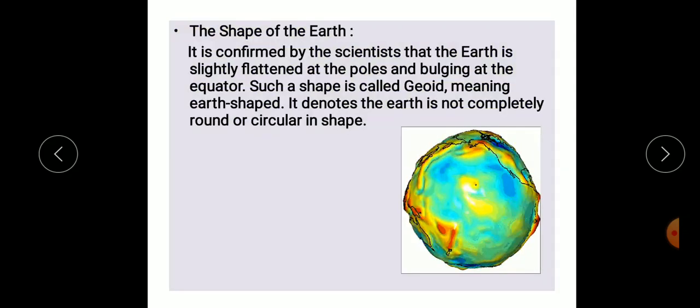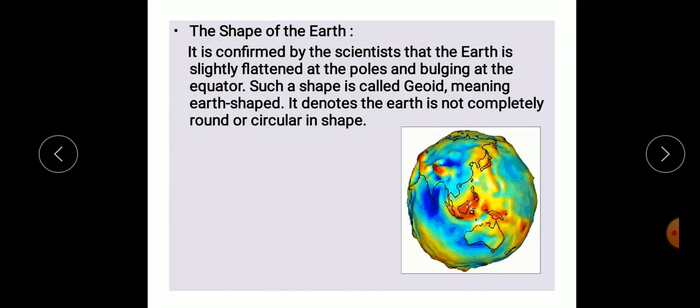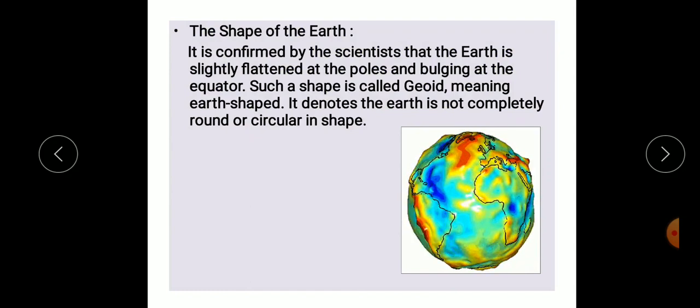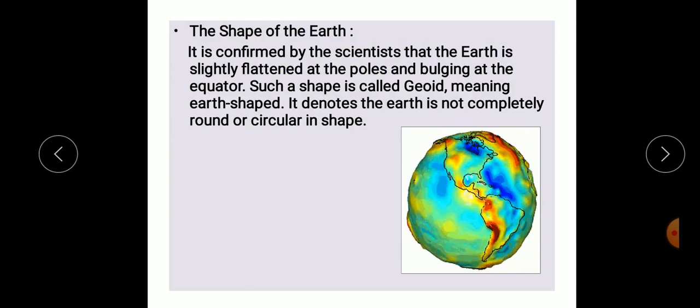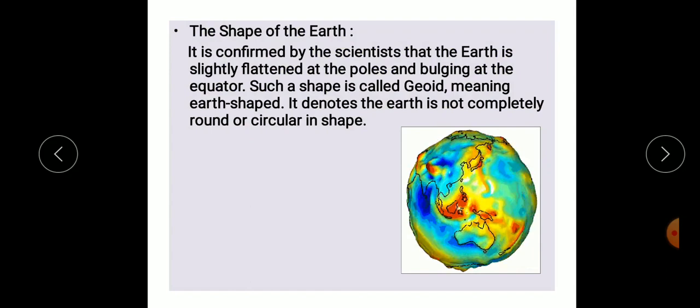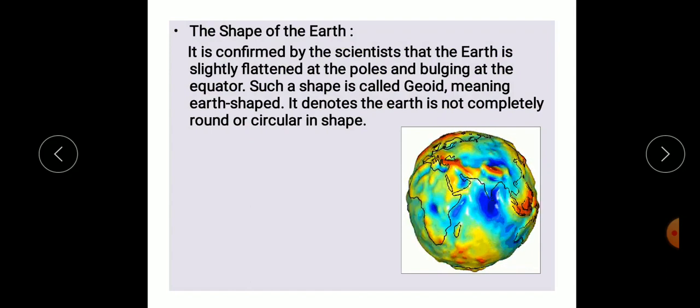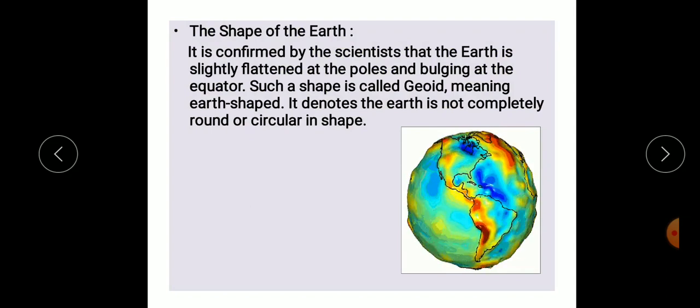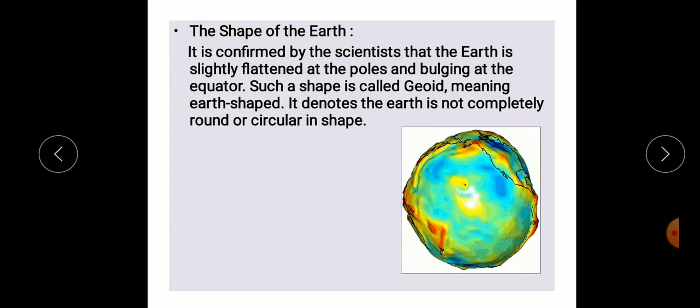Next, the shape of the Earth. It is confirmed by scientists that the Earth is slightly flattened at the poles and bulging at the equator. Such a shape is called a geoid, meaning Earth-shaped. It denotes the Earth is not completely round or circular in shape.